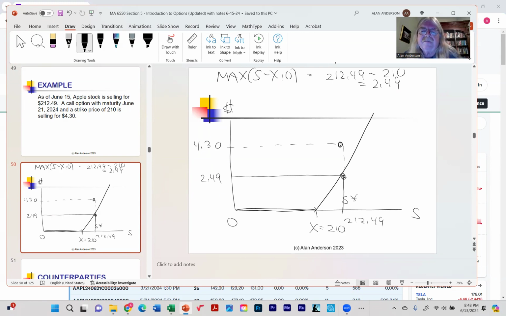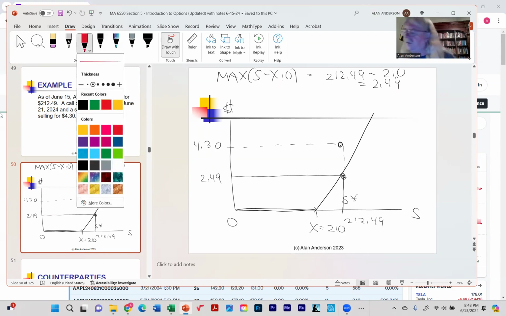Why is this happening? Well, we're going to get into this more later on, but I just want to briefly mention that what you're seeing here is this. We need a second curve here.